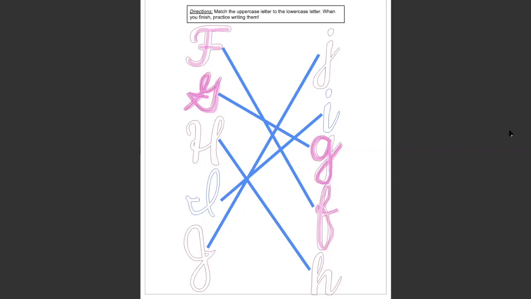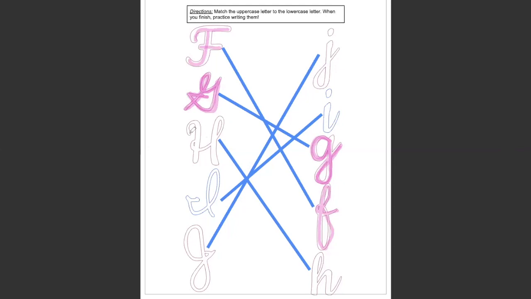How are you doing? Was that a challenging letter, AJ? Was that g a challenging letter? No. Jaya, was this g a challenging letter? A little bit challenging? Well, the h is a little bit easier.